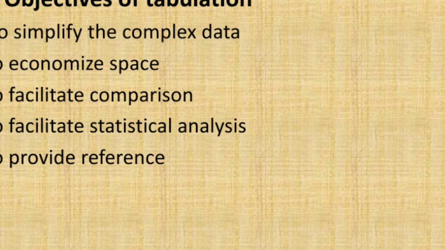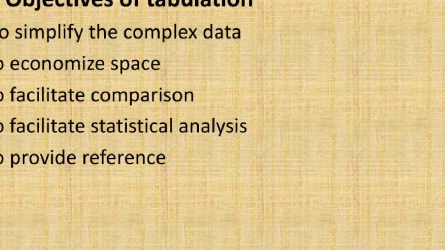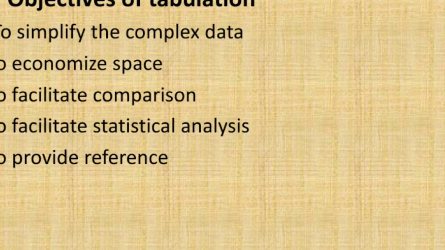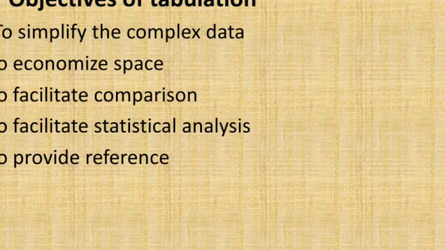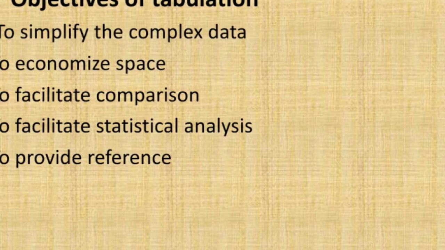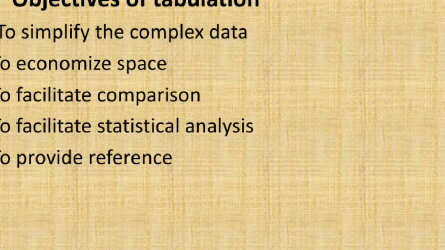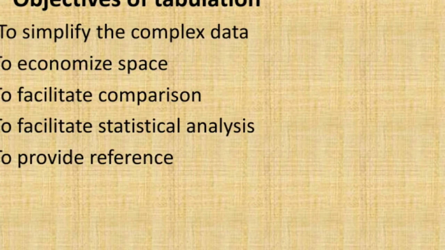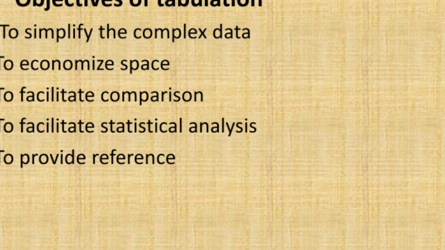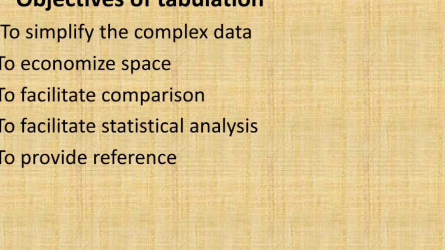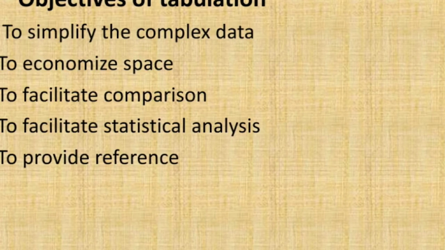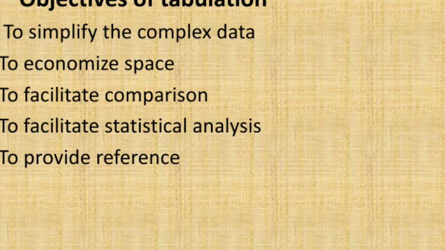So when we are classifying that data and presenting it through tables, everybody will be able to understand it. Even people with less knowledge of statistics can understand the purpose of that table and what information is being depicted by that table. So the first objective of tabulation is to simplify the complex data, to remove the complexities and to make the data simple and understandable.